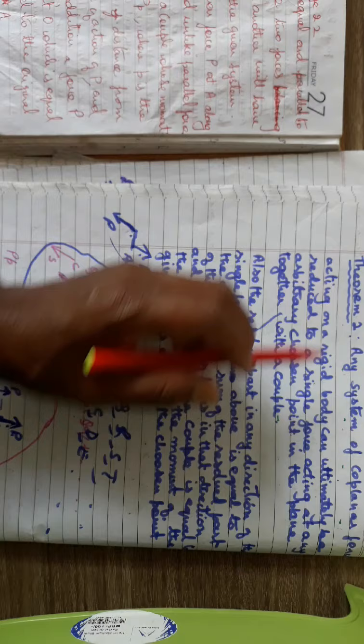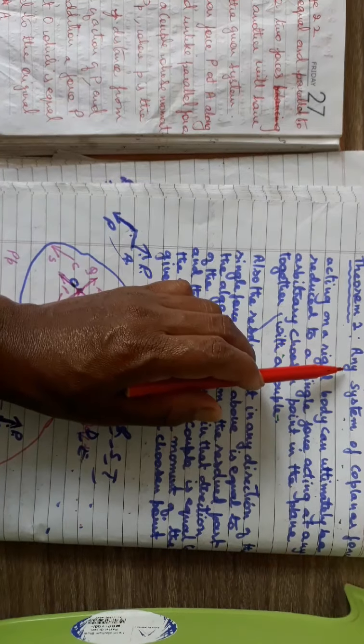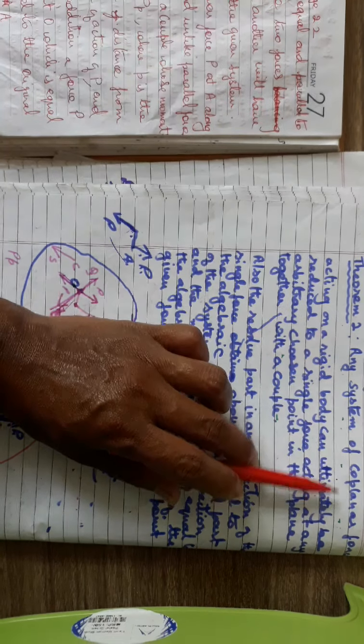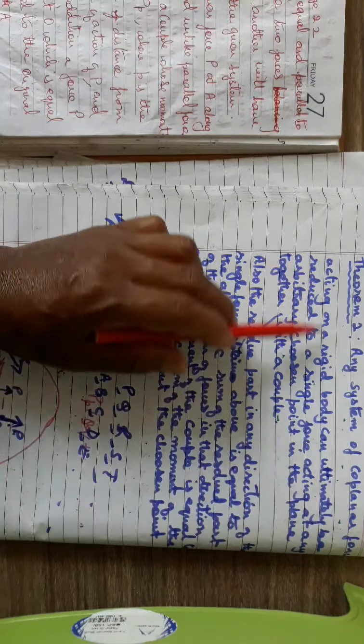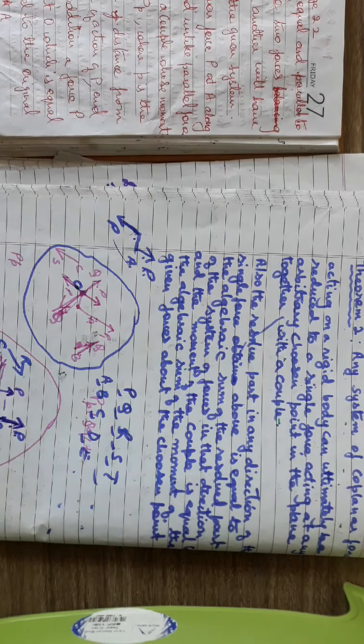Good morning, students. Now let us discuss theorem 2 on systems of coplanar forces, which states like this: any system of coplanar forces acting on a rigid body can ultimately be reduced to a single force acting at any arbitrary point in the plane, together with a couple.